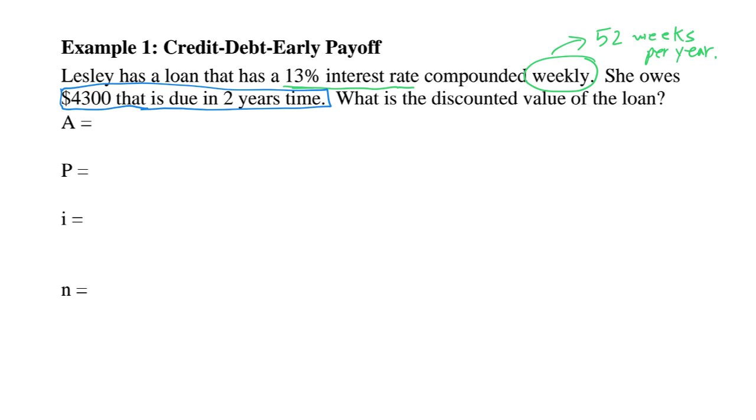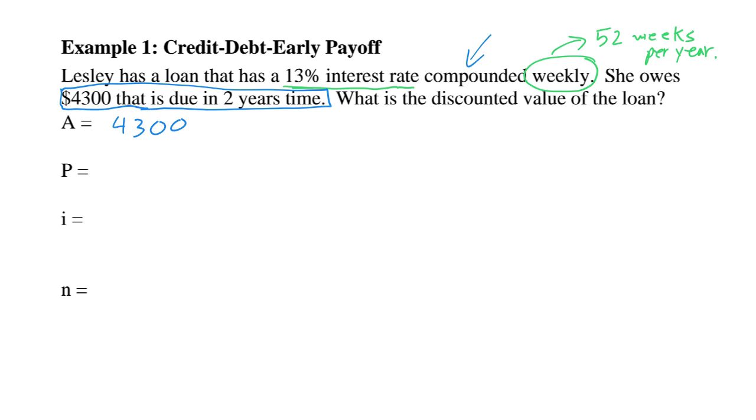So we always start by understanding that if we have something compounding, we're using compound interest. Because of that, we have to use the APIN moniker to help us figure out what we're going to be doing for our problem. In this case, it says she owes $4,300 in 2 years' time, and that is our A value. Now, the question asks us, what is the discounted value of the loan? So let's go and figure that out, shall we?